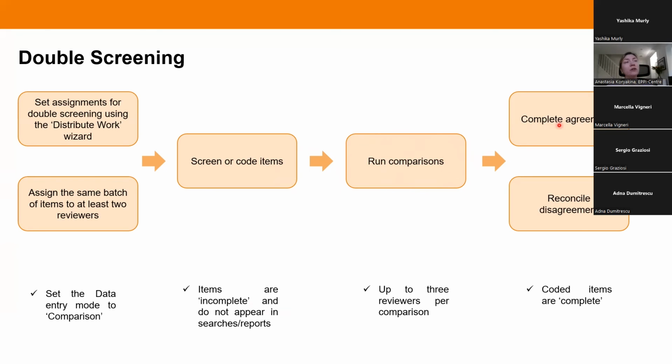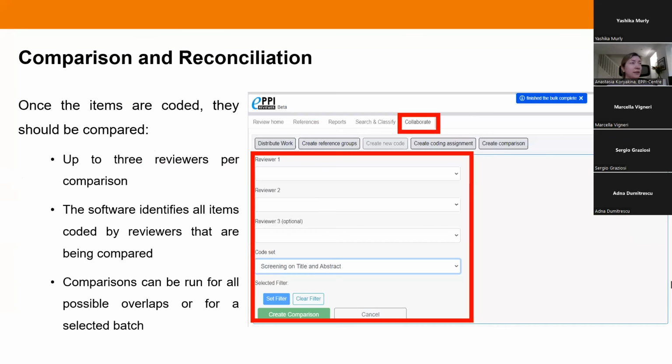And then you will need to manually complete agreements, choosing whose decisions are going to be marked as complete and will be kept in the review, and reconcile these agreements. At this point, all items that were double coded will be marked as complete.